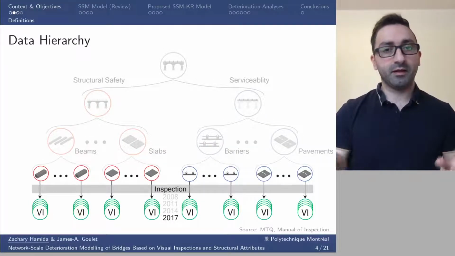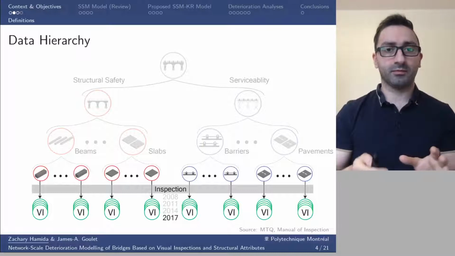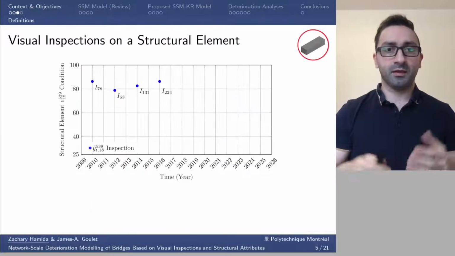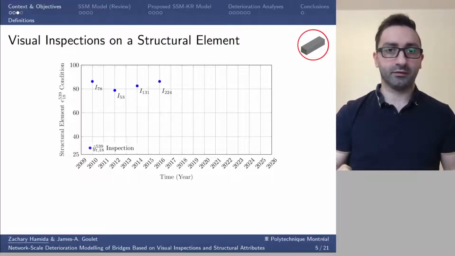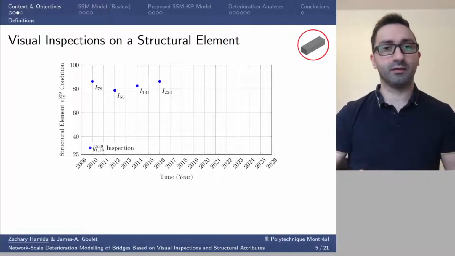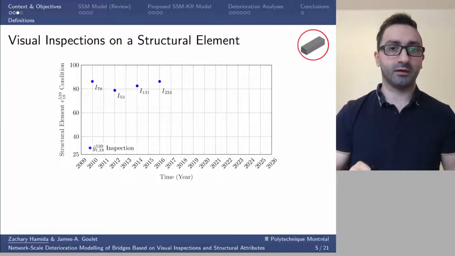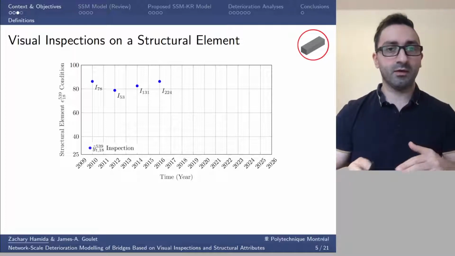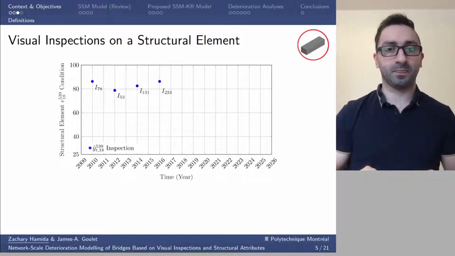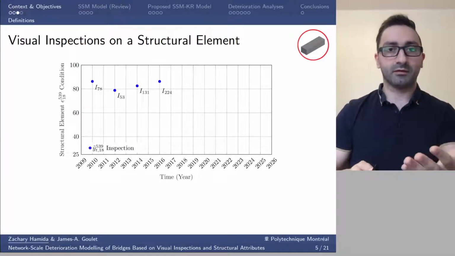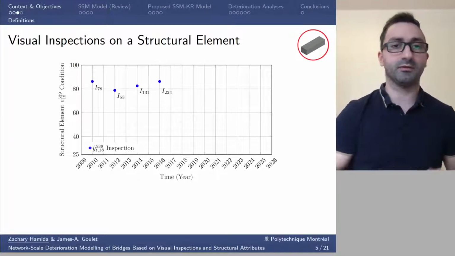Now, the focus of this research work is really at the structural element level, as we're going to see later. So let's have a look at an example of visual inspection data on a structural element. In this example, we see this graph. On the x-axis, we have the timeline on a yearly scale. And on the y-axis, we have the health condition of a structural element, ranging from 25 for the worst possible condition up to 100 for the best possible condition. Now, the inspection data are reported by the blue points, and each point is associated with an inspector, represented by the letter I and the ID number, as you'd see. So a different ID number means it's a different inspector.